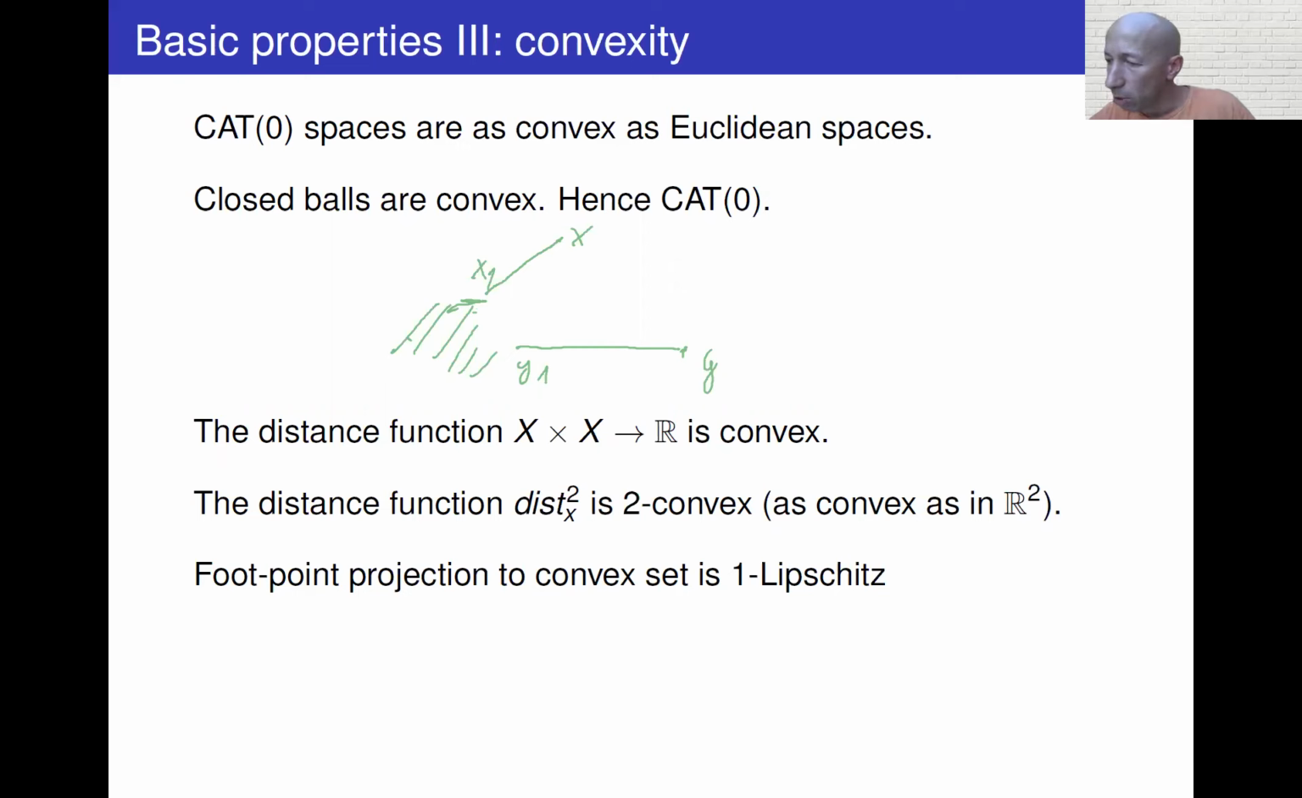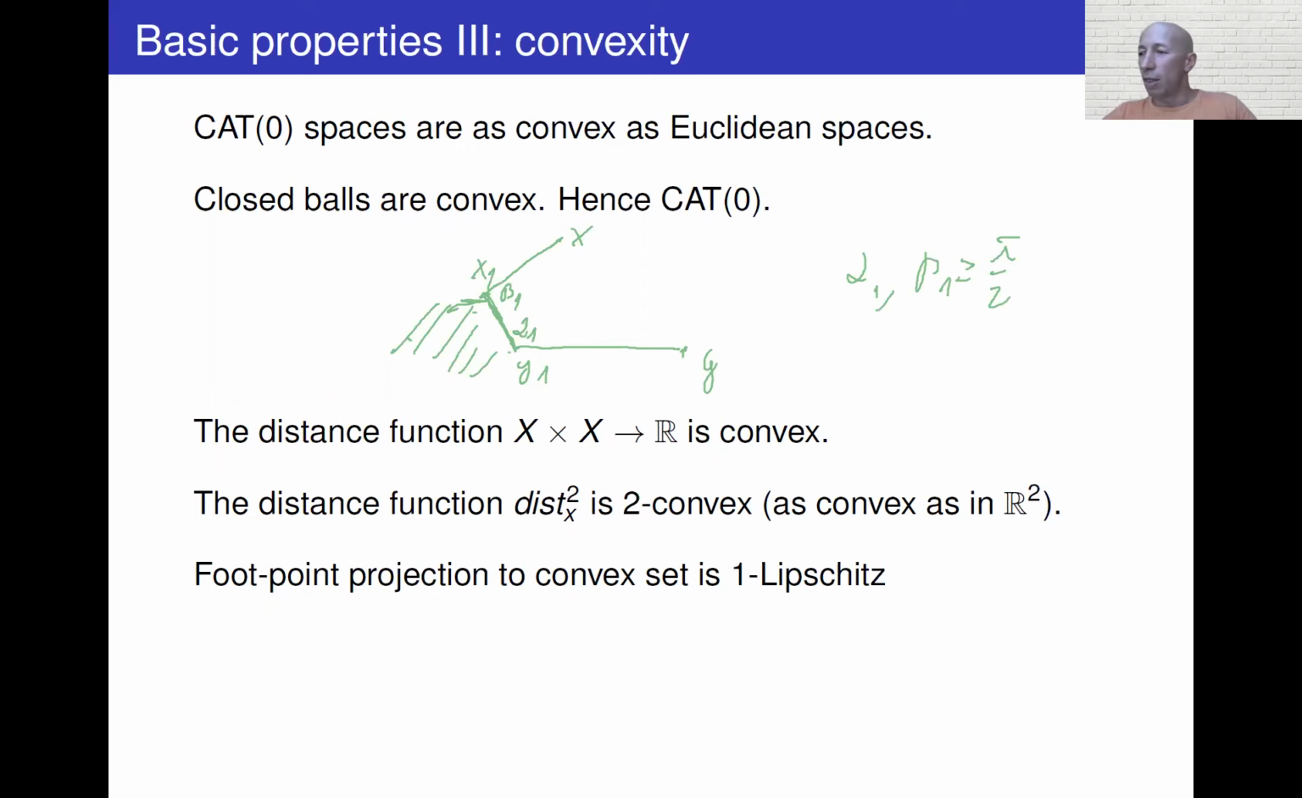So you consider this connection. This connection line segment is in the convex set by the definition of convexity. Since Y1 is the closest point, going along this geodesic we cannot come closer. So it tells you that this angle alpha 1 and beta 1 are at least pi over 2. Otherwise, the first variation formula would give us a contradiction.